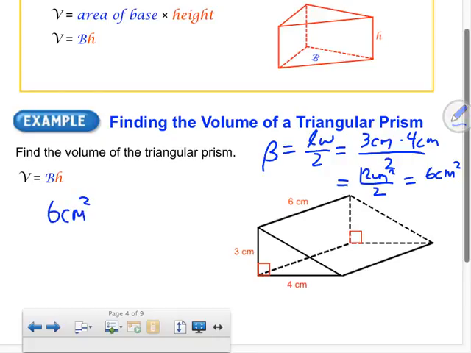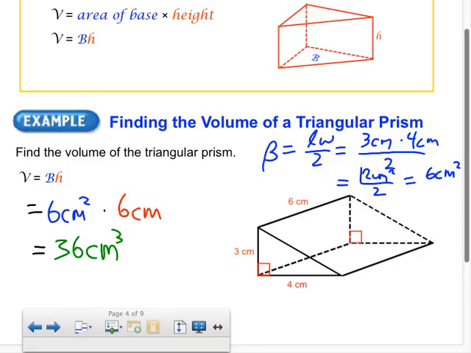But we need to multiply that by the height, and we just talked about that. What is the height? It's 6 what? Only centimeters, right, talking about the length of it. So we need to multiply this out. What is the volume going to be when I multiply this out? It's going to be 36 centimeters cubed. Very good.